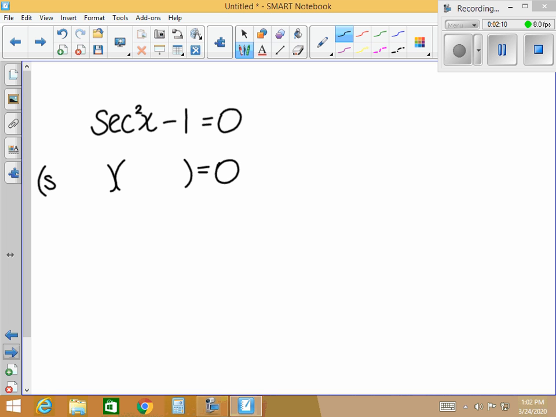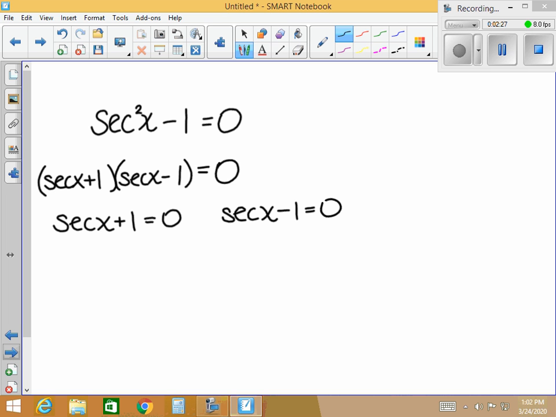But it's a polynomial form, so I can treat it the same kind of way. I say, well, this is a difference of two squares, so I can get it factored on my page. And once I get it factored on my page, I can set each factor equal to 0. And then I can solve those equations for, in our case, for secant x. So if secant x plus 1 equals 0, then secant x equals negative 1. Or over here on the other one, it says secant of x equals positive 1.